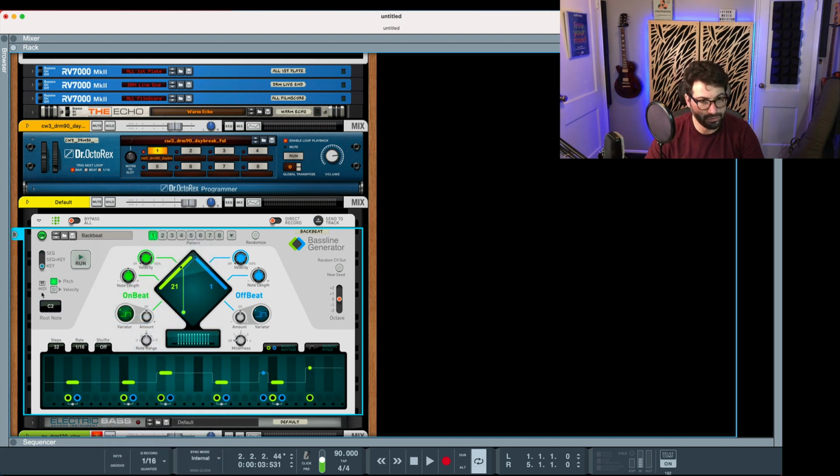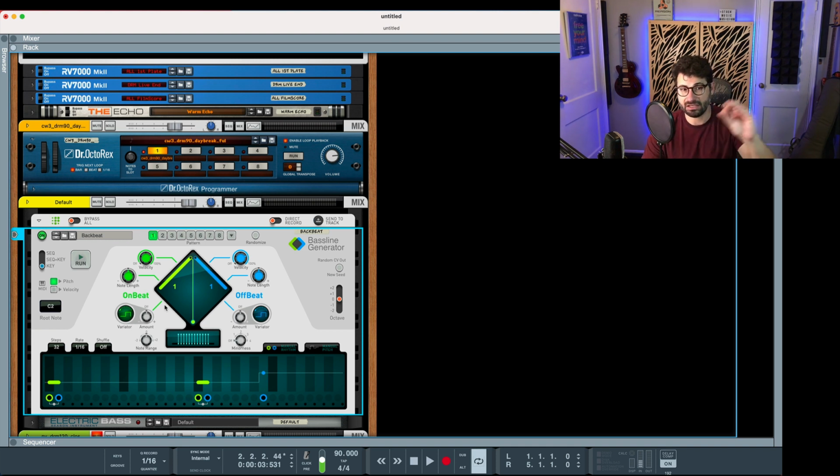So you can set the root note here to make it different. The next thing you have is the patterns. A big thing to think about with the bass is there's the onbeat and the offbeat. The onbeat is really driving, and that, like in EDM, would be with the kick, right? Bum, bum, bum, bum.